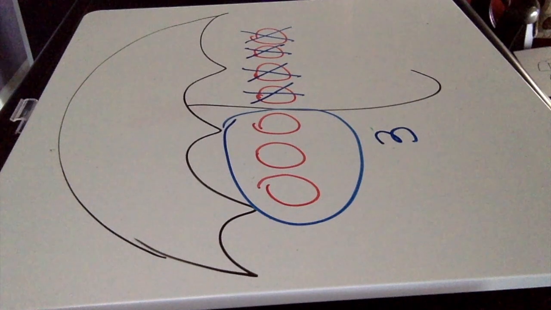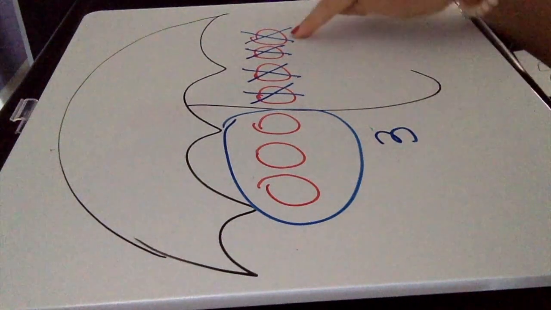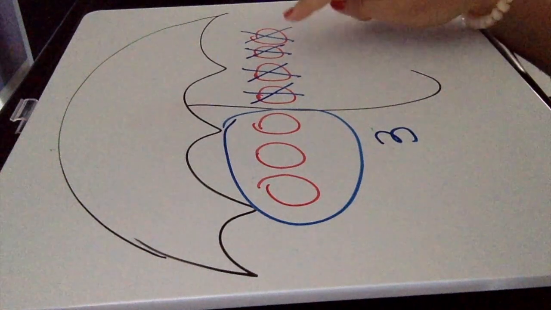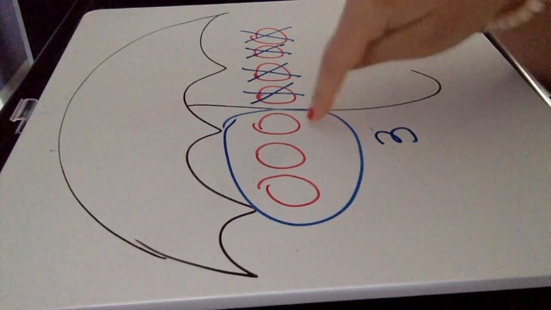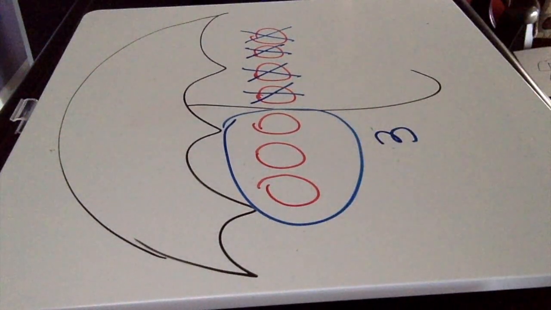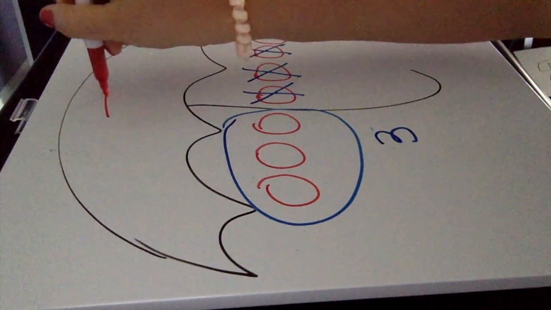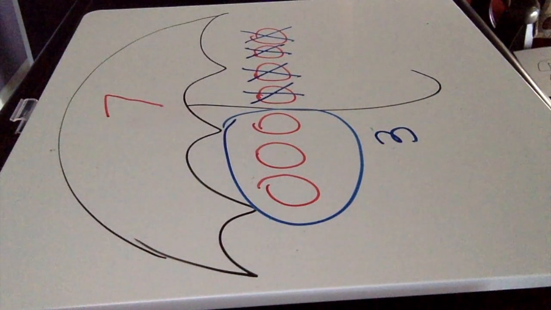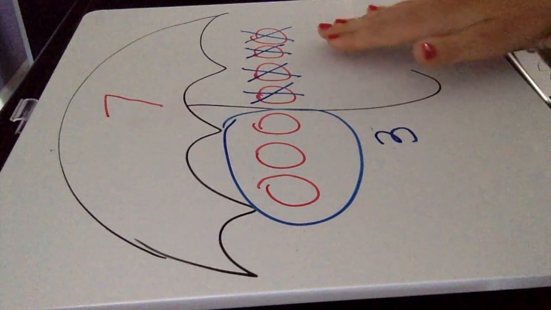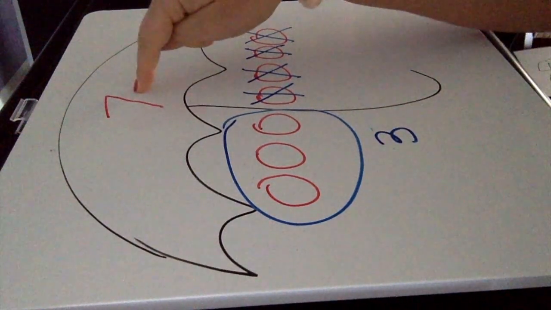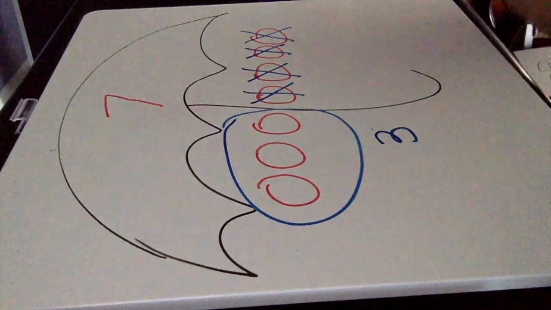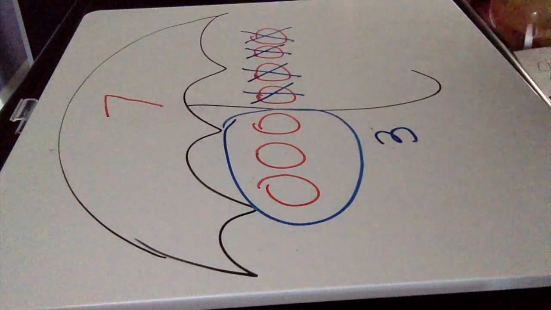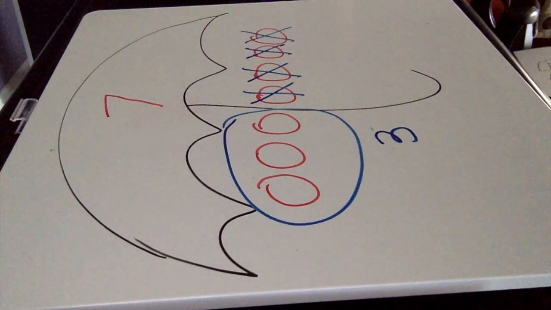Guys, I want to point out something to you right now. How many of these are crossed off? Let's check. 1, 2, 3, 4. And then how many do we have here? 1, 2, 3, right? 3. And total under the umbrella, 7 people can fit, right? So are 3 and 4 partners to make 7? Yes, they are, aren't they? 3 and 4 are partners to make 7. That doesn't change. Even though we're using subtraction, our partners don't change at all.